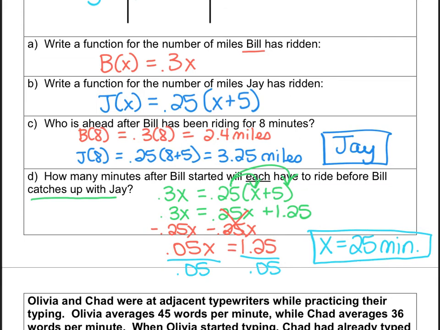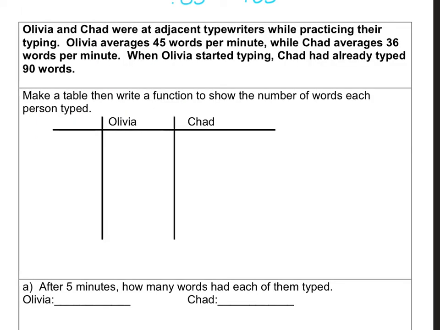Now, after the 25 minutes, what happens? Well, remember, Bill is going at a faster speed. So Bill will eventually overtake the race, and he should end up winning if the race is at least 25 minutes long. Okay, so that's question number 1. Okay, so let's go on to the second problem.